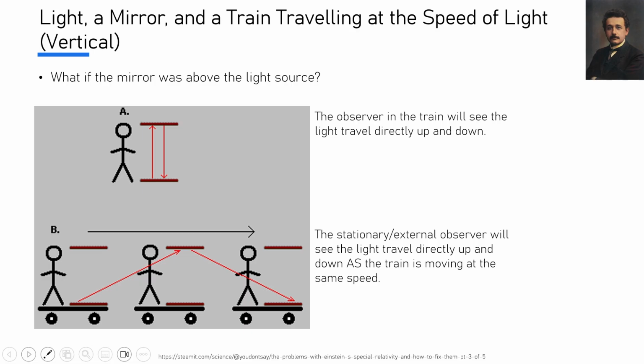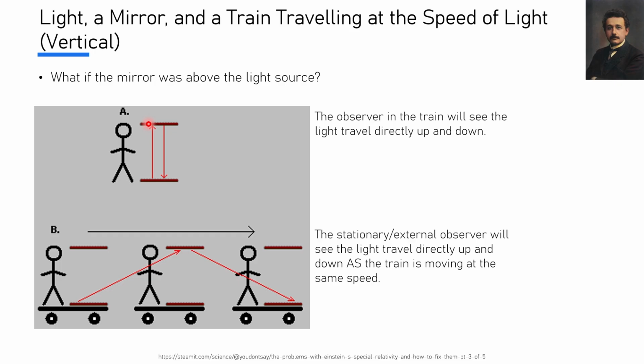It's best seen if we do the same light, mirror, and train thought experiment, but change it up ever so slightly. What if we did this experiment again, but the mirror was above the light source instead of across the train along the carriage? What if we shone the light up, say, at the roof, where there is a mirror? This scenario is quite similar to the ball throwing experiment that we talked about a little bit earlier. The observer on the train will just simply see the light travel up and travel directly down at the speed of light.